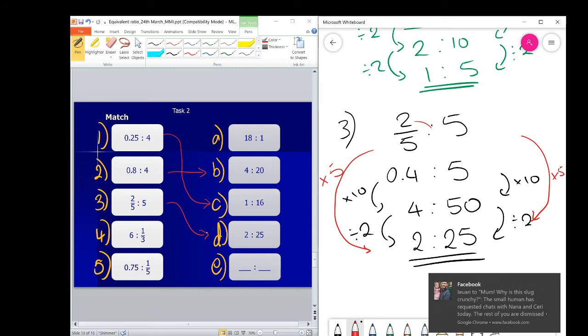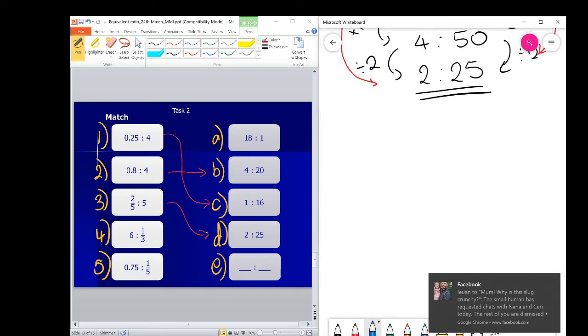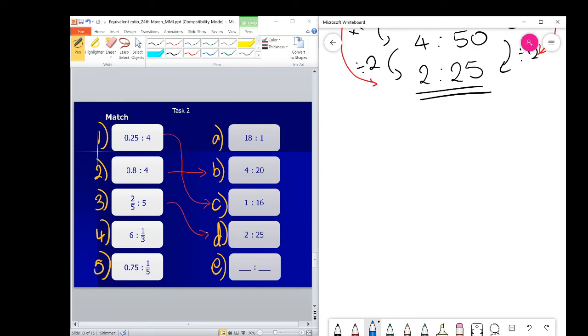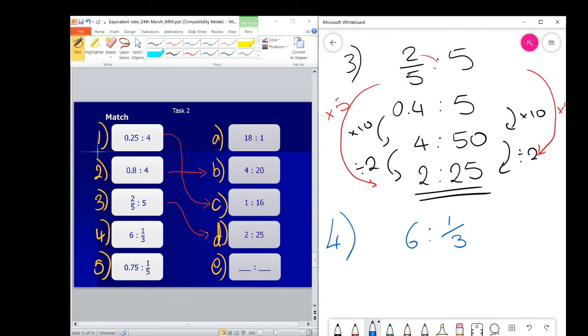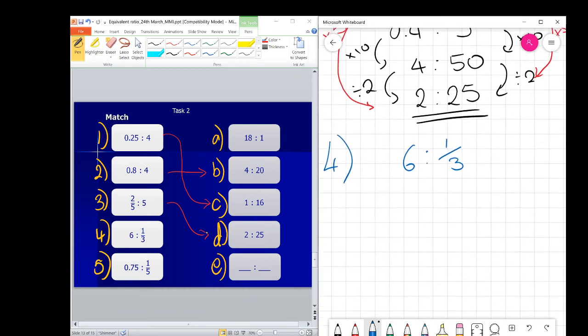Right, question number 4 then. Again, pause the video. Question 4. So we're getting there. 6 to 1/3. Right, so this looks more tricky because we can't do what I did in my last question with it. We can't turn it into a decimal, because turning it into a decimal, 0.333, you can't times it by anything to make it into a nice whole number. You'll always have decimals.